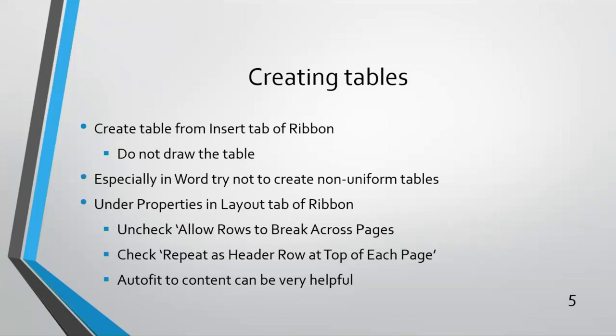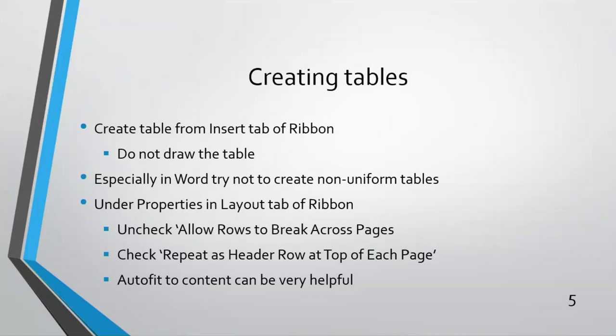Under Properties in the Layout tab of the ribbon, uncheck Allow rows to break across pages and check Repeat as header row at the top of each page. The reason the screen reader was able to associate the column headings with the cell that I was focused on in that little demo earlier was because I had checked that option. If I hadn't checked it, the screen reader wouldn't have known it was a heading. It's also a useful thing to check anyway, particularly if the table goes over to another page.